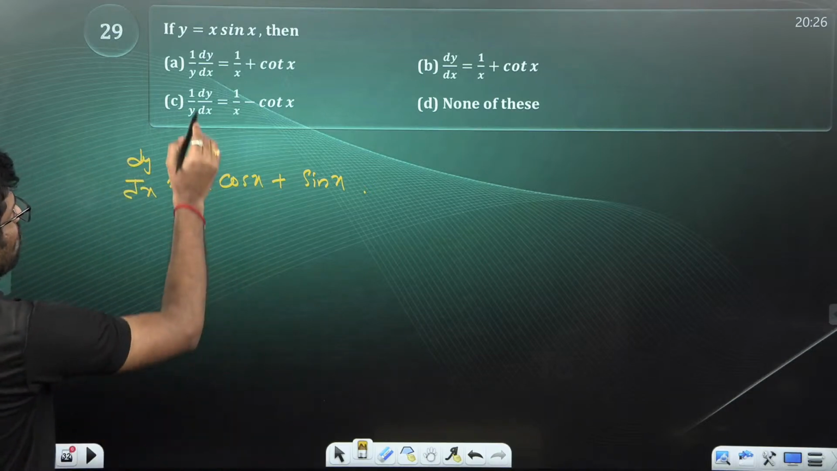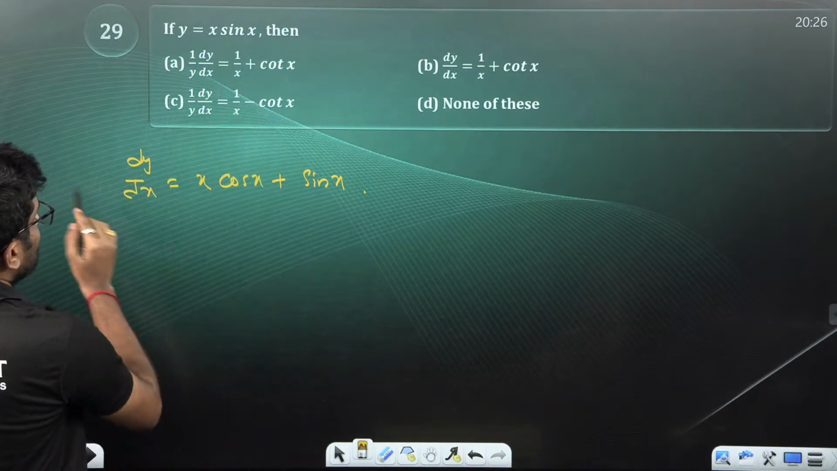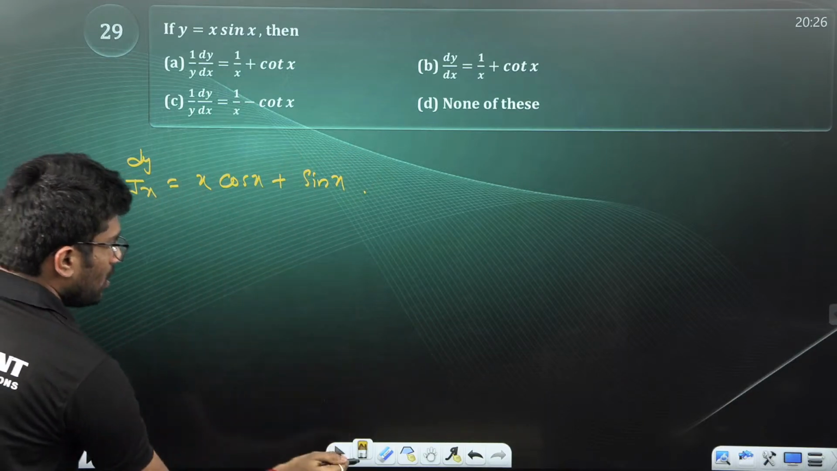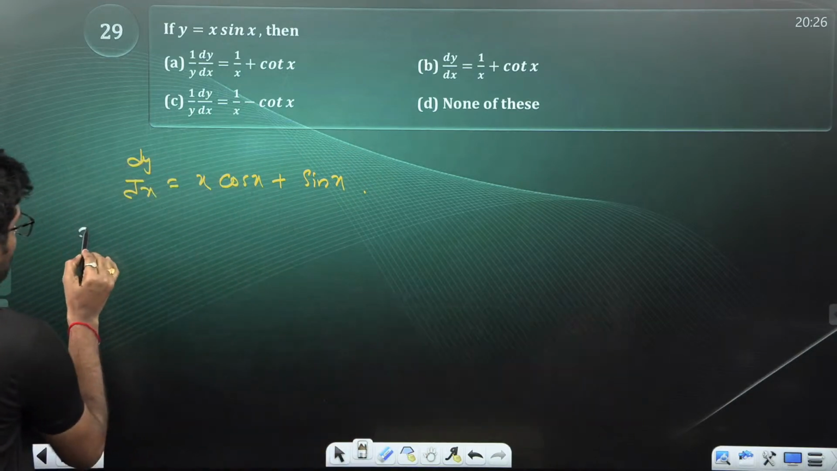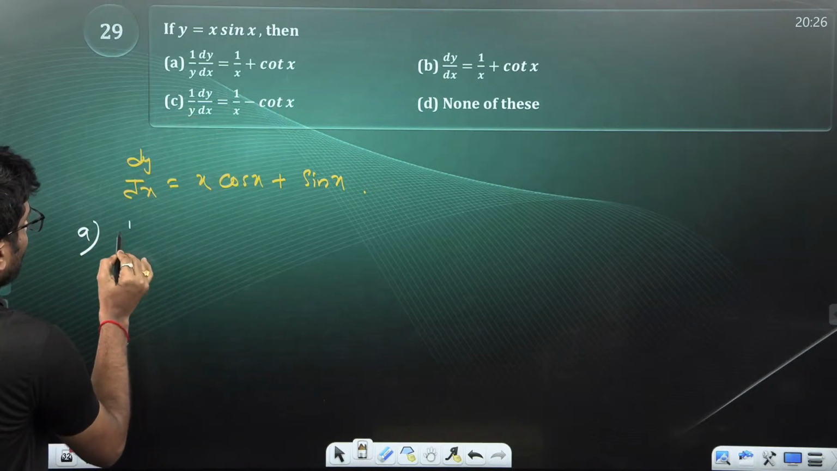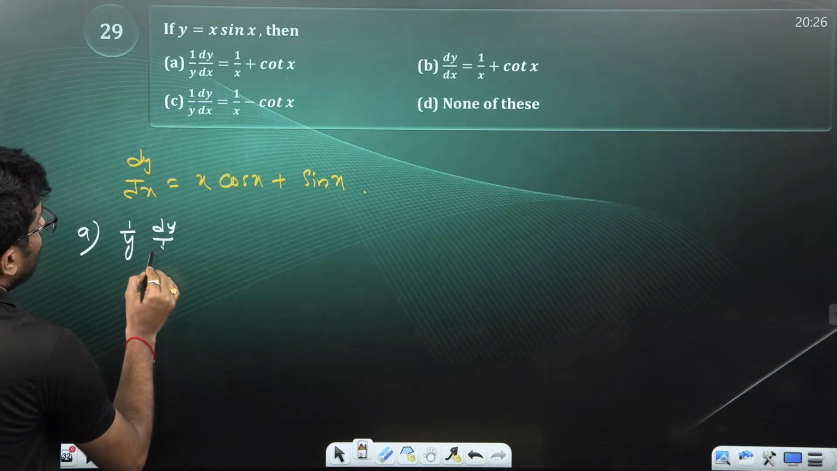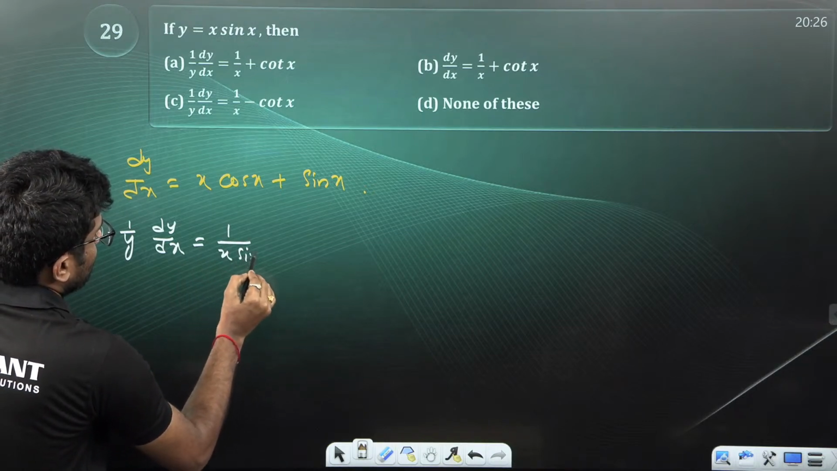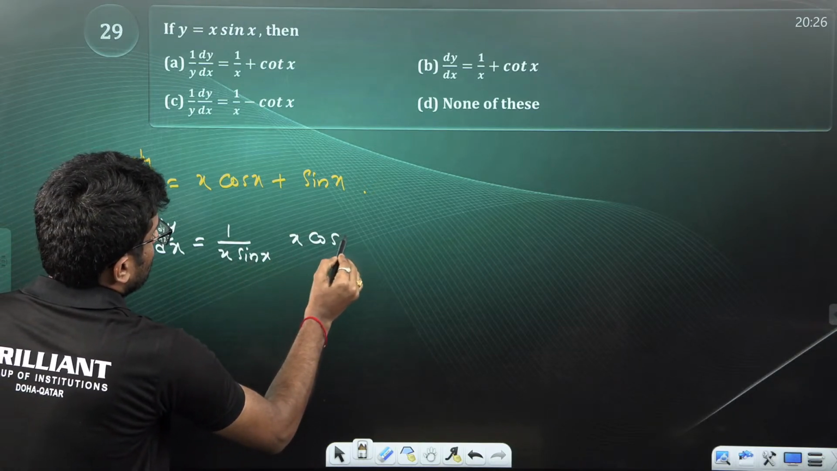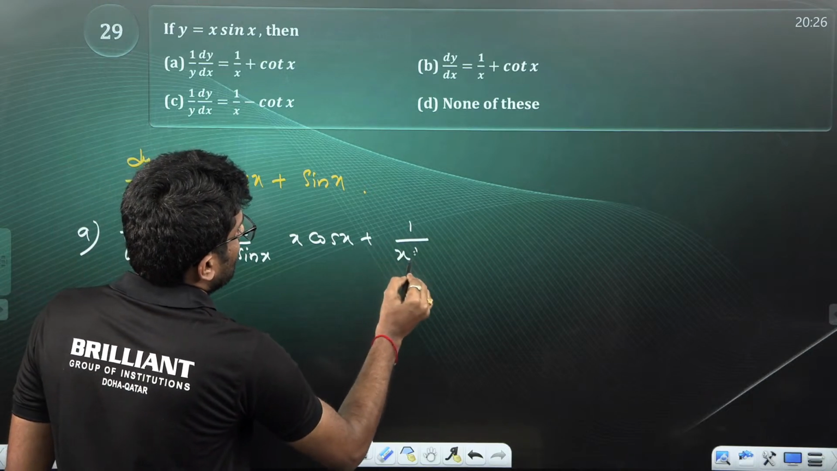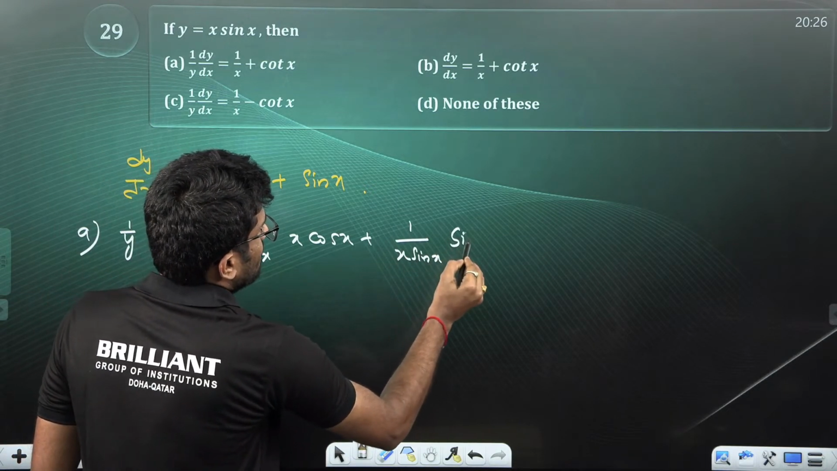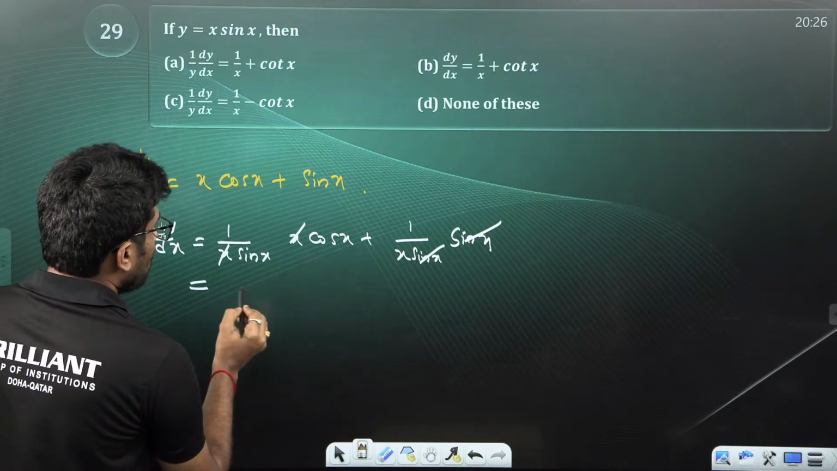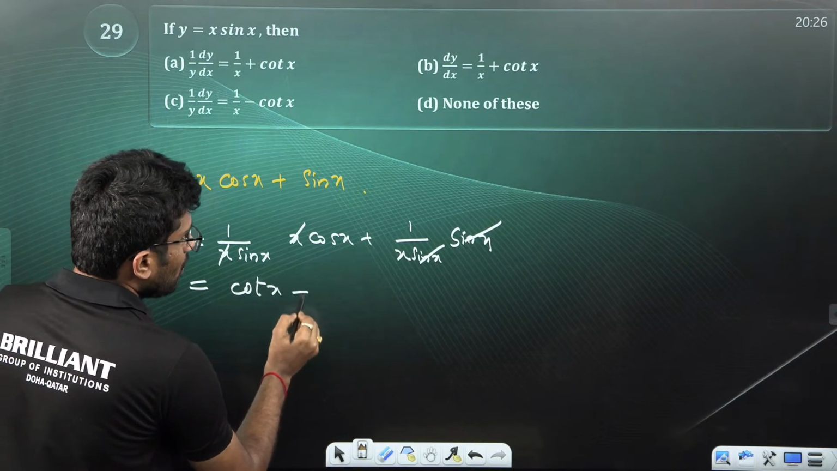See, guys. Now, suppose we multiply 1 by y both sides. We have this, y dash. We'll check option A option-wise. When we multiply 1 by y both sides, 1 by y into dy by dx will be 1 by x sin x into x cos x plus 1 by x sin x into sin x. Sin x gets cancelled. Then you get cot x plus 1 by x.